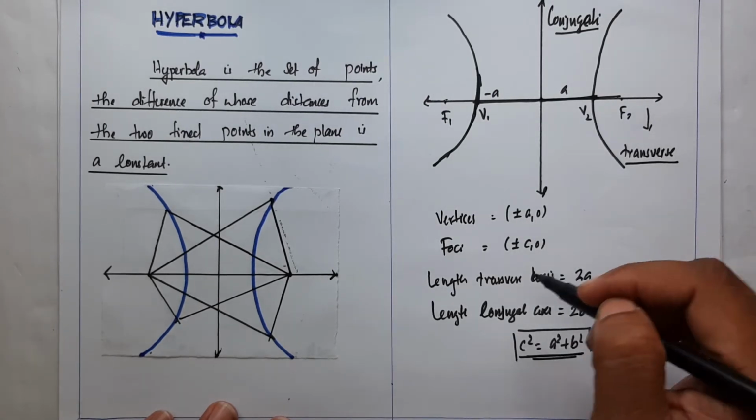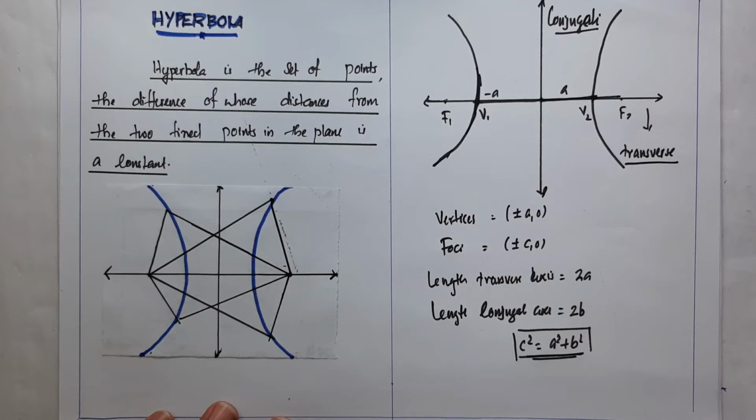Using b, we get the length of the conjugate axis. The length of the conjugate axis is 2b. The length of the transverse axis is 2a. And the relation between a, b, c is c square equal to a square plus b square. Vertices are plus or minus a, 0, and foci are plus or minus c, 0.